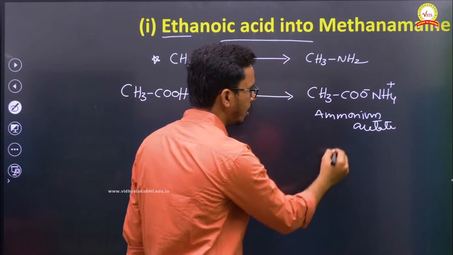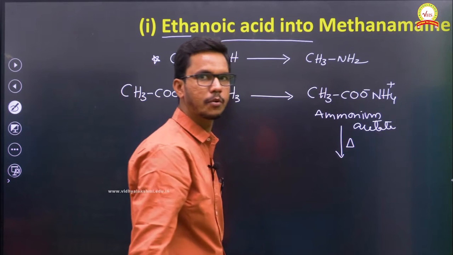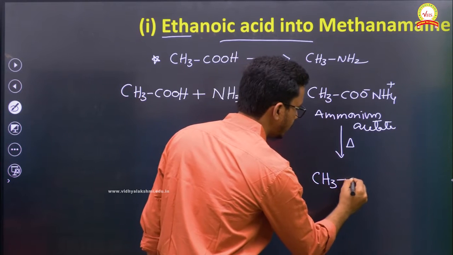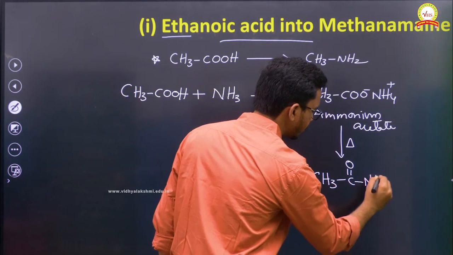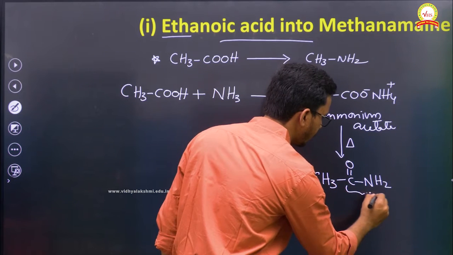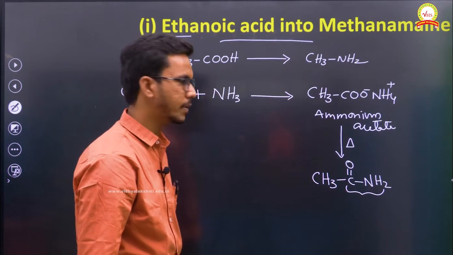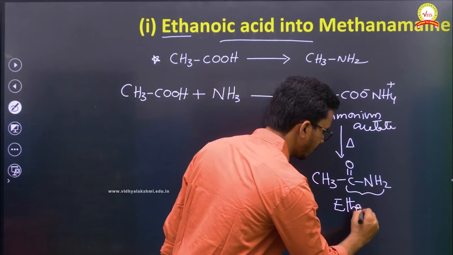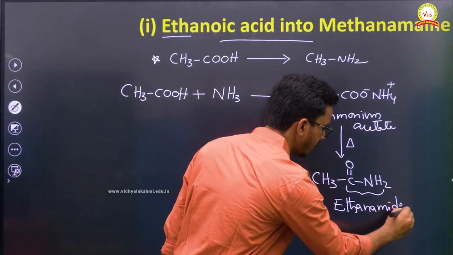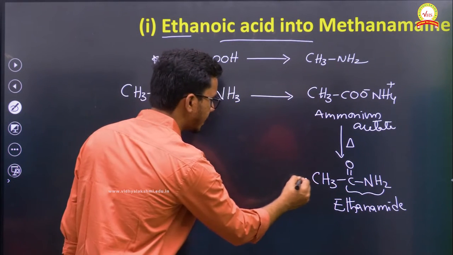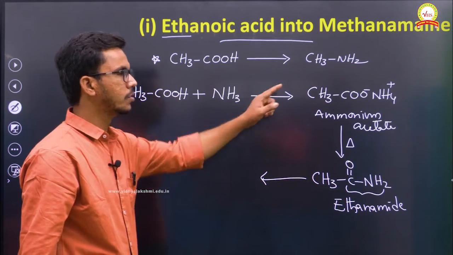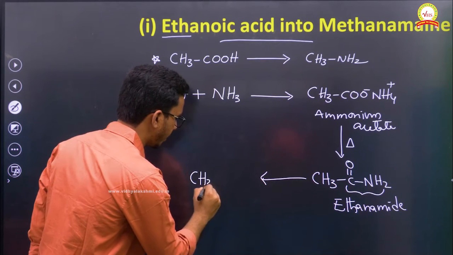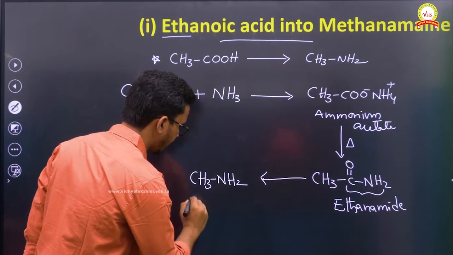This ammonium acetate on heating gives the respective amide, that is CH3C double bond O NH2. This is an amide. Wherever we see a C double bond O group with an NH2 group, it is known as an amide. Since two carbons are there, we can call this ethanamide. In the next reaction, this should be converted into the respective amine. What is that amine? That is methanamine, CH3NH2. This is methanamine.